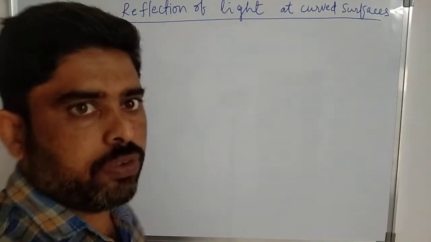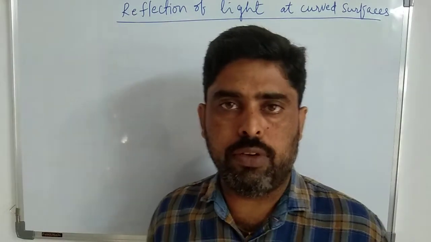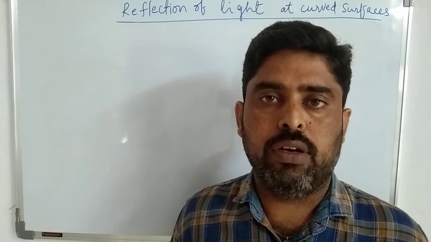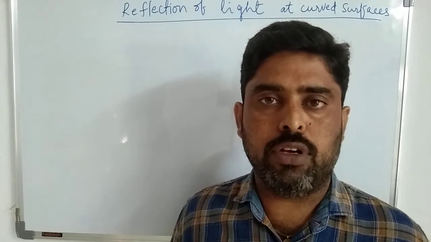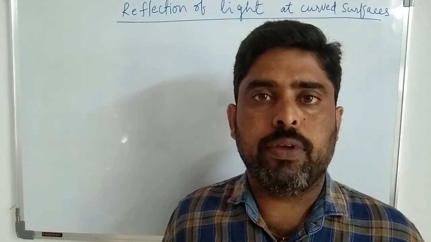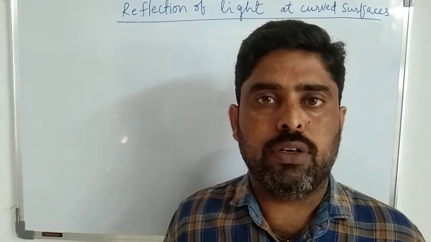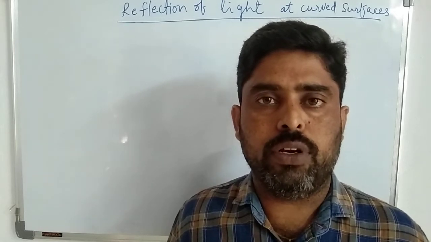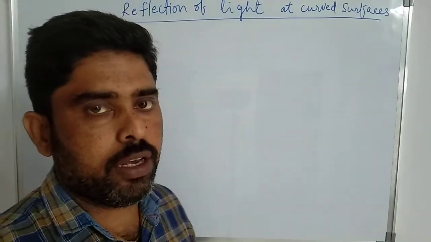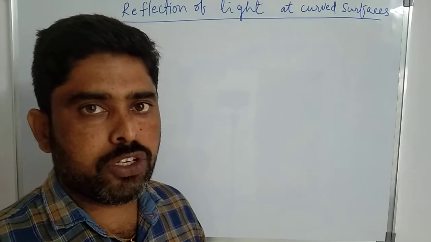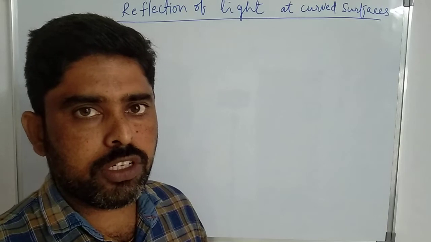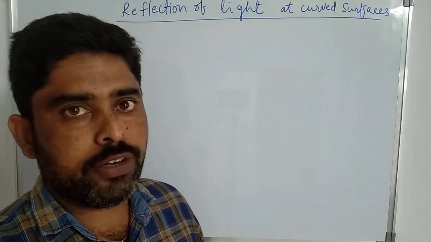So in the previous video we have learnt about the different laws of reflection and the terminology regarding curved surfaces, like pole, principal axis, center of curvature, radius of curvature, focal length and all these things. We only did a brief introduction of them in the previous video, and now we are going to discuss these terms in detail.